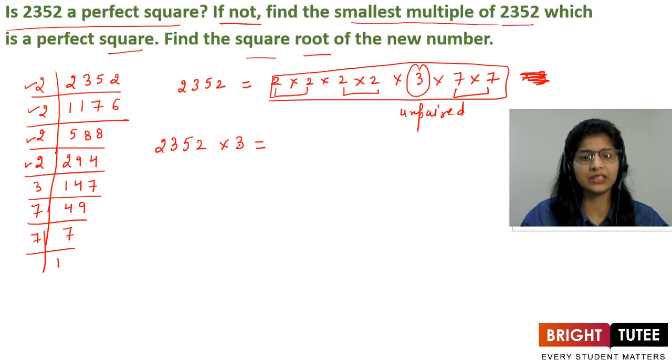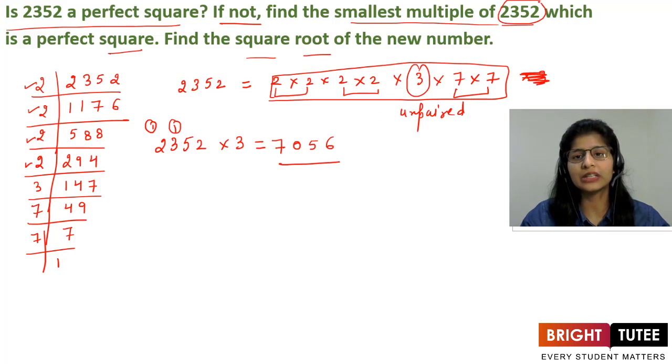2352 multiplied with 3. 3 twos are 6. 3 fives are 15, 1 is a carry over, 5. 3 threes are 9 and 1 is 10. Then again there is a carry. 3 twos are 6 and 1 is 7. So what is the number that we are getting? 7056 is the smallest multiple of 2352 which is a perfect square.